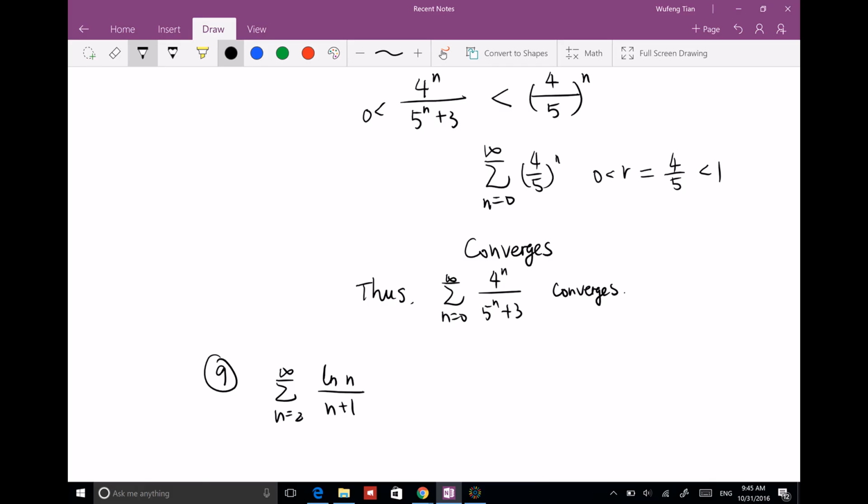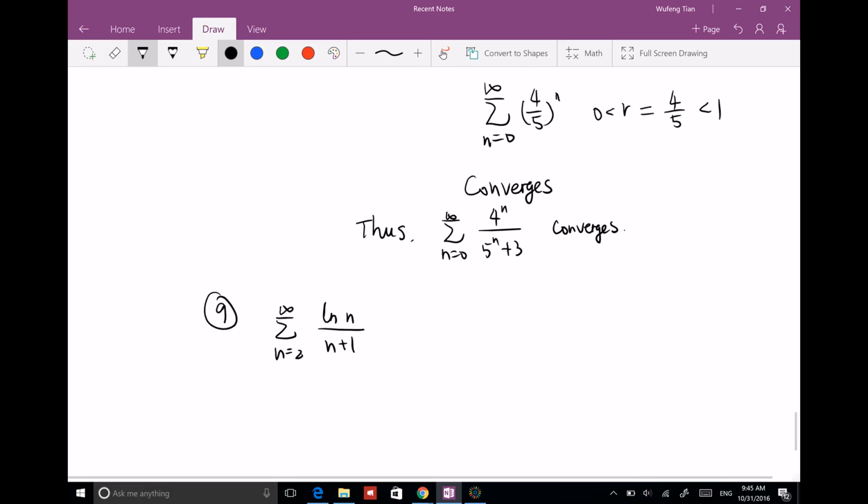Okay, I would like to ask a student here. So Luke, could you please tell me which one you compared with? Compared with ln n over n? You compare with ln n over n. But is it easy for you to tell if this one converges or diverges? No, not very.